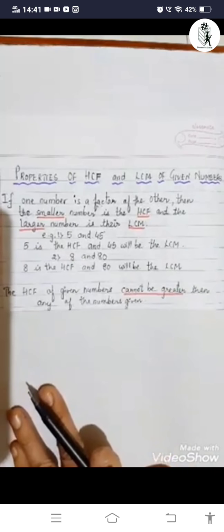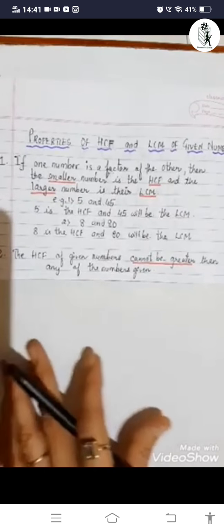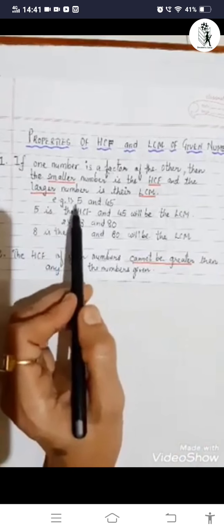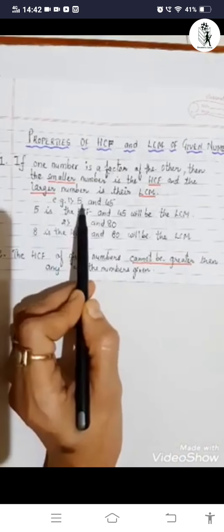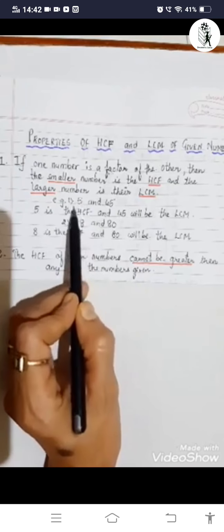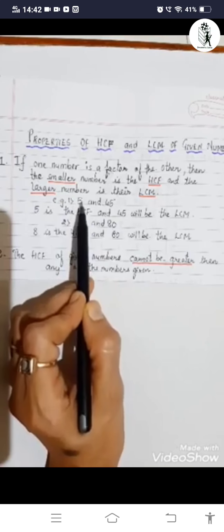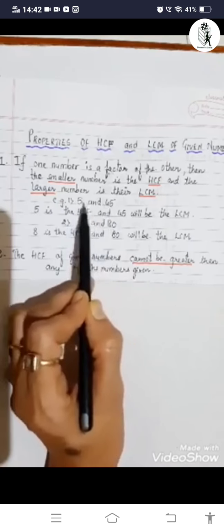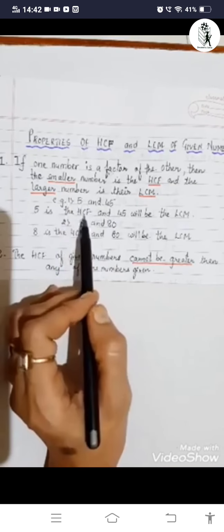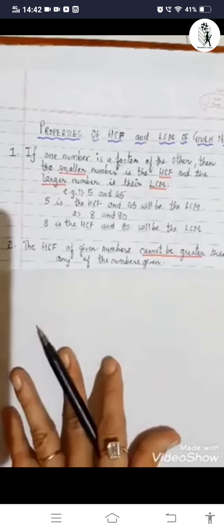The second property says the HCF of given numbers cannot be greater than any of the numbers given. For example, here in 5 and 45, 5 was the HCF. So 5 cannot be greater than any of them. It can be equal, but the HCF is never greater than the two numbers which are given. It may be equal but not greater. So this is the second property.